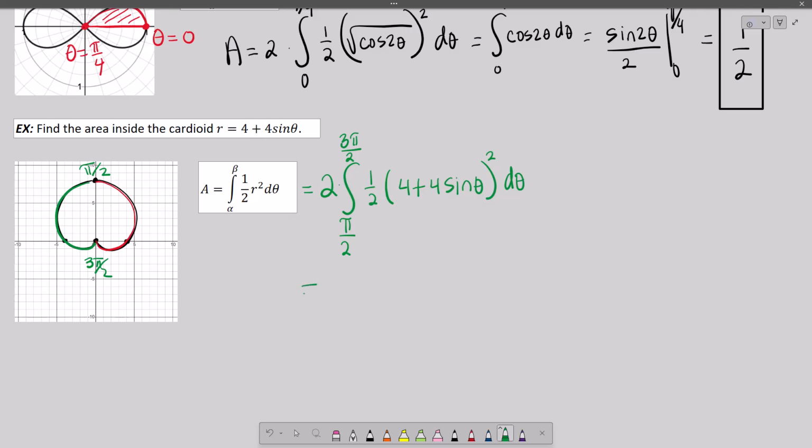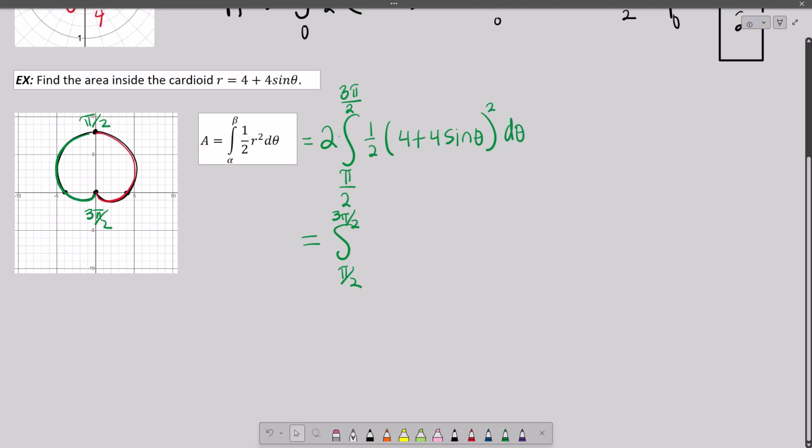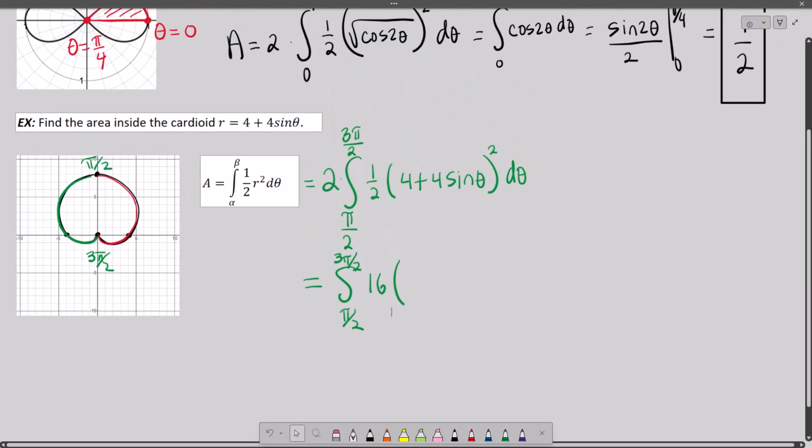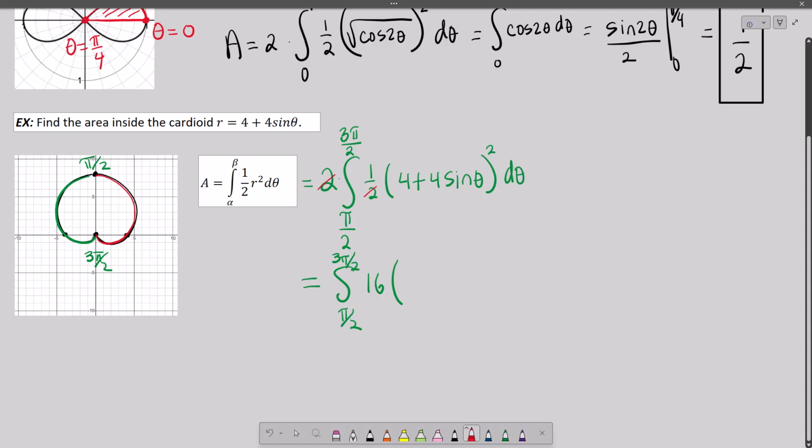So the 2 and the 1/2 cancel. And then we have some shenanigans in here. We need to FOIL this out. There's a couple of things we could do. I think it's advantageous if we pull out a 16. So those cancel. If we take this 4 and we factor it out, it has to get squared, which will be a 16. And then in here, we'll just have 1 plus sine of theta.